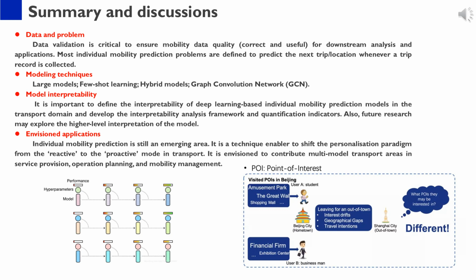Finally, individual mobility prediction is still an emerging area. It is a technique enabler to shift the personalization paradigm from the reactive to the proactive mode in transport. It is envisioned to contribute to multimodal transport areas in service provision, operation planning, and mobility management.